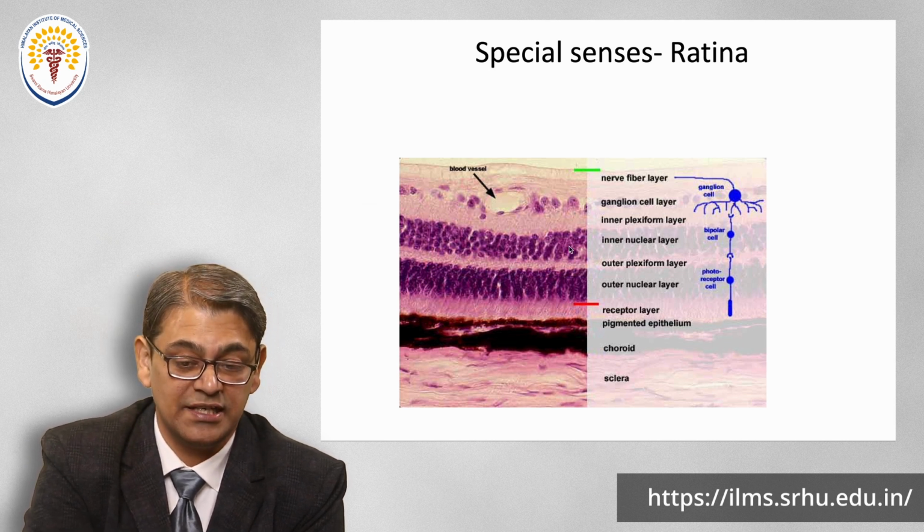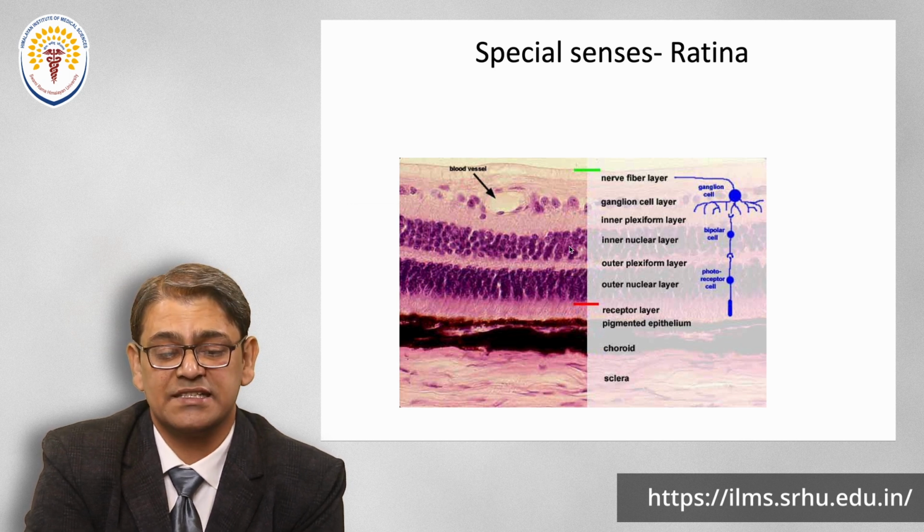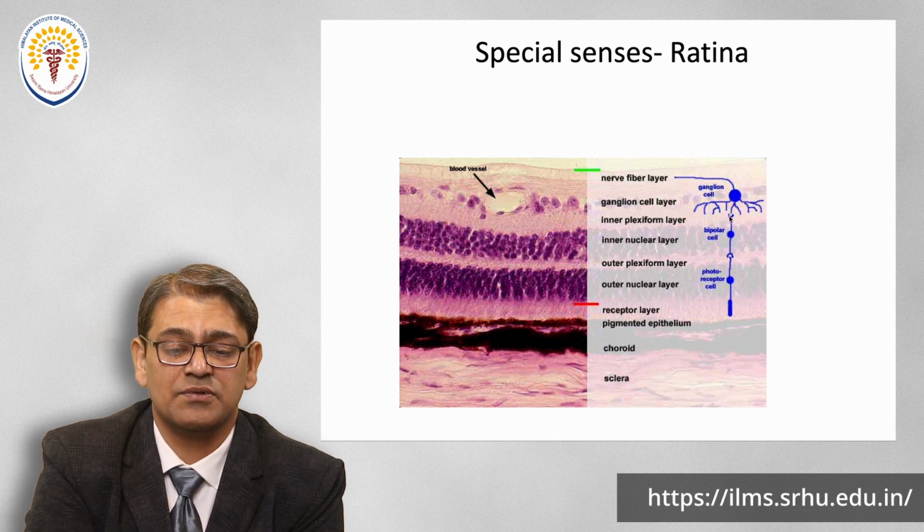Then we have the nuclear layer. It is named the inner nuclear layer. Why is it named inner nuclear? Because it is present inside, and it is basically the nuclei of the bipolar cells. Here you see this is the cell body of the bipolar cell. On the other side, a dendrite and axon are present. On one side it meets the ganglionic cell, and on the other side the photoreceptor cells are present.